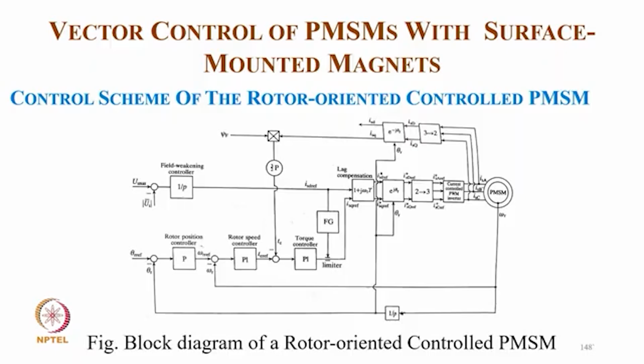We have a feedback torque, and then we have the torque controller, which after the limiter decides the torque current reference, and from the field weakening, from the voltage, we decide the Id reference. Using a lag compensation we go to the Id Iq reference, and from which, after the angle transformation, we get the Id Iq in the stationary reference frame, which is converted into three-phase currents, and then we have the current control PWM inverter. Of course, the actual currents are also used for feedback with the transformation.